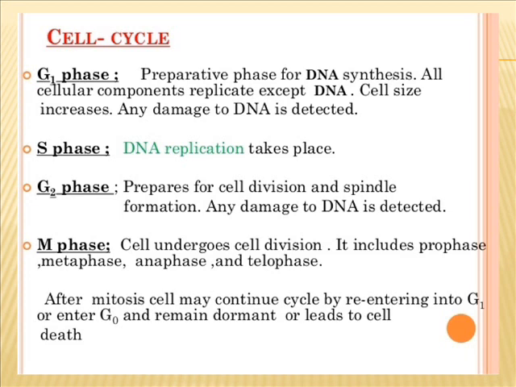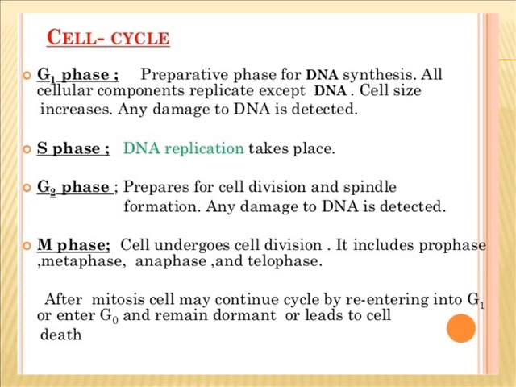Cell size gets increased, and if any damage is present in the DNA, it is being detected during this particular phase. Following G1 phase, we have S phase, that is the synthetic phase. This is the phase in which the DNA undergoes replication. After the S phase, we have G2 phase, that is the gap 2 phase. This is a phase where the cell prepares itself to undergo cell division and forms the spindle fibers. Any damage to DNA is being detected in this phase also.